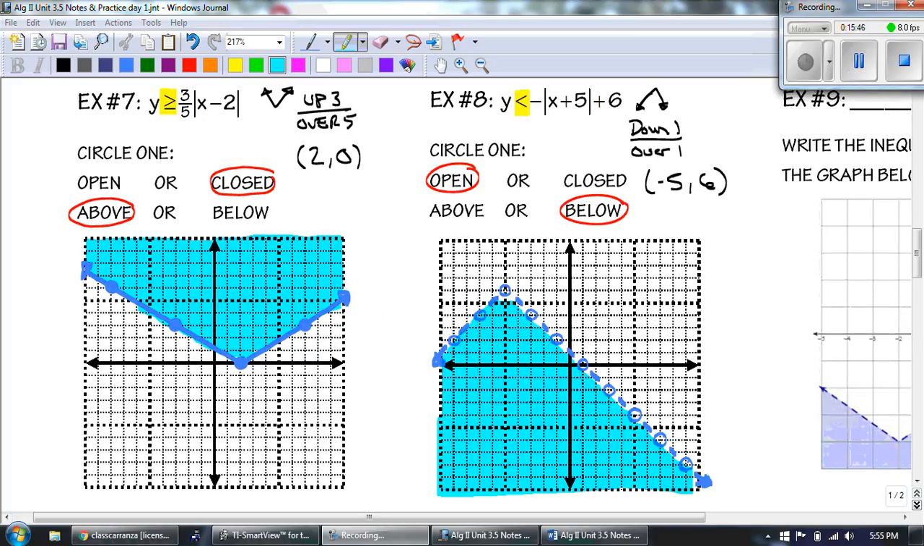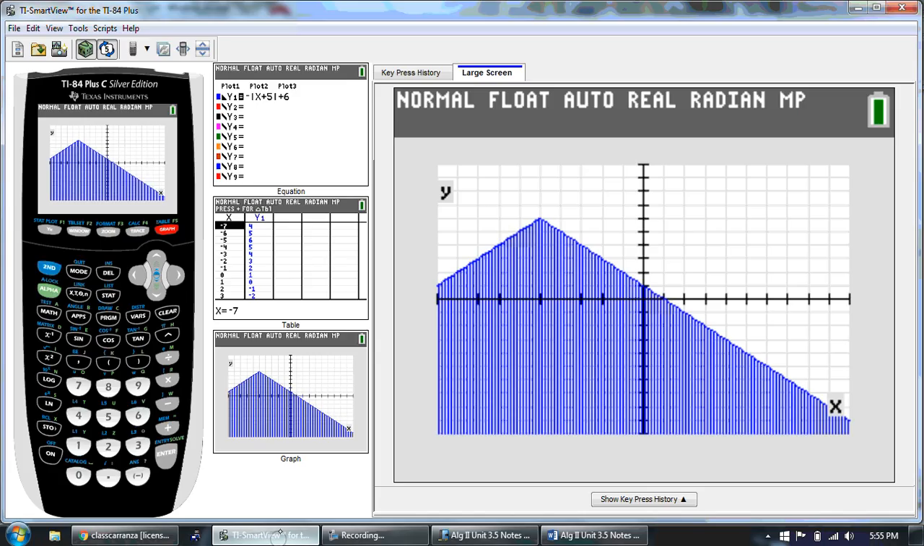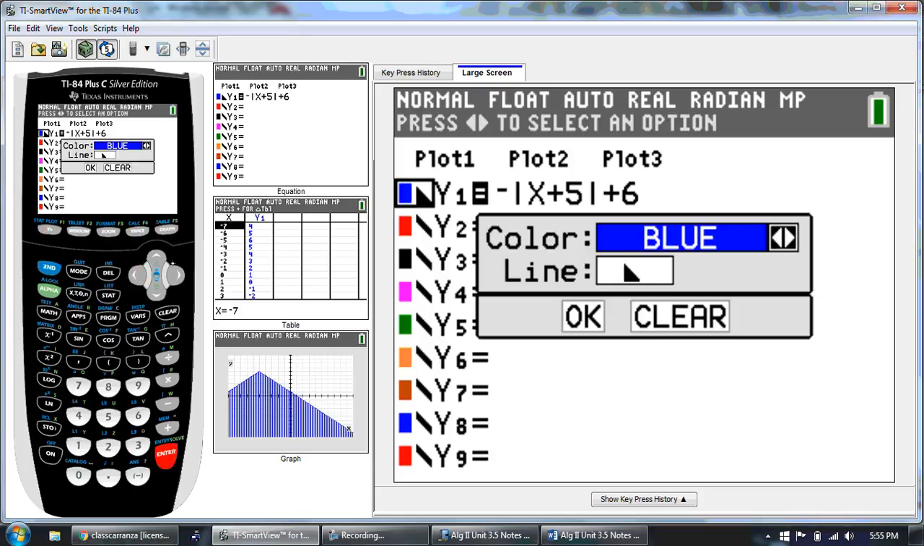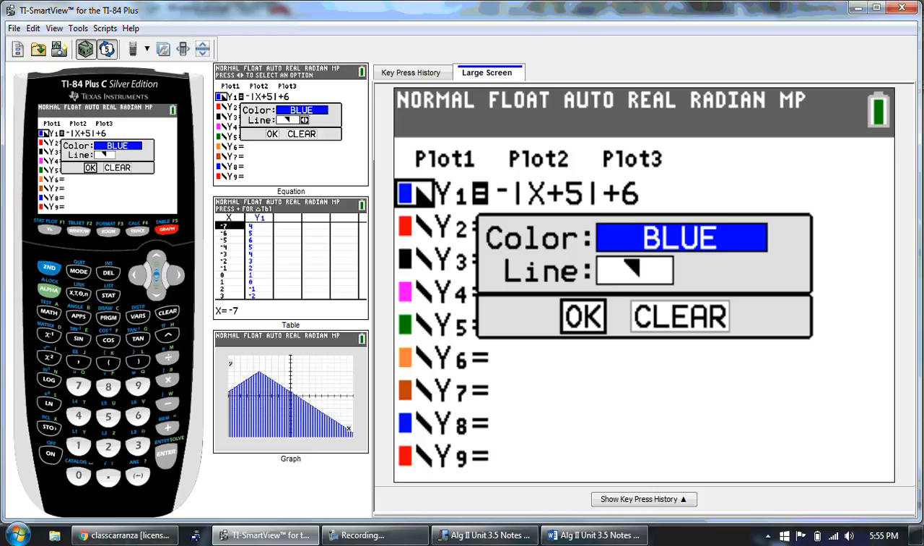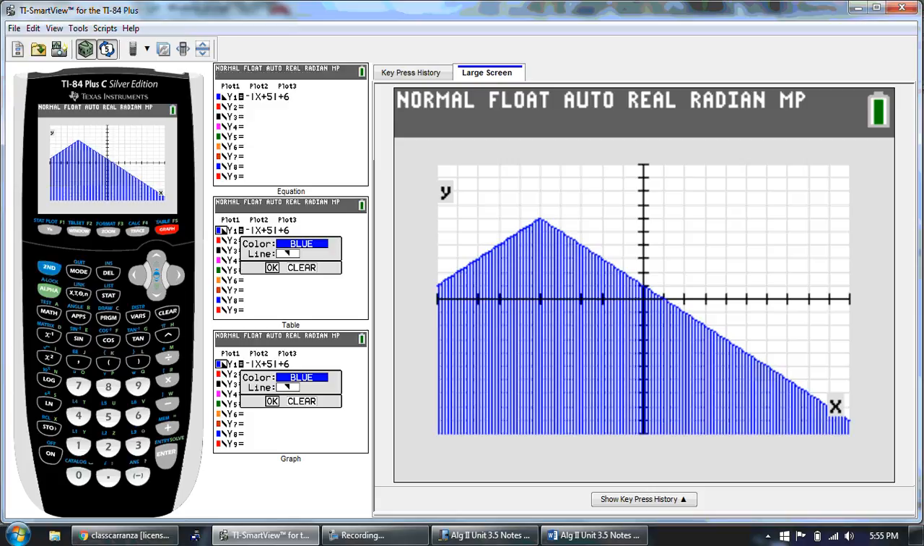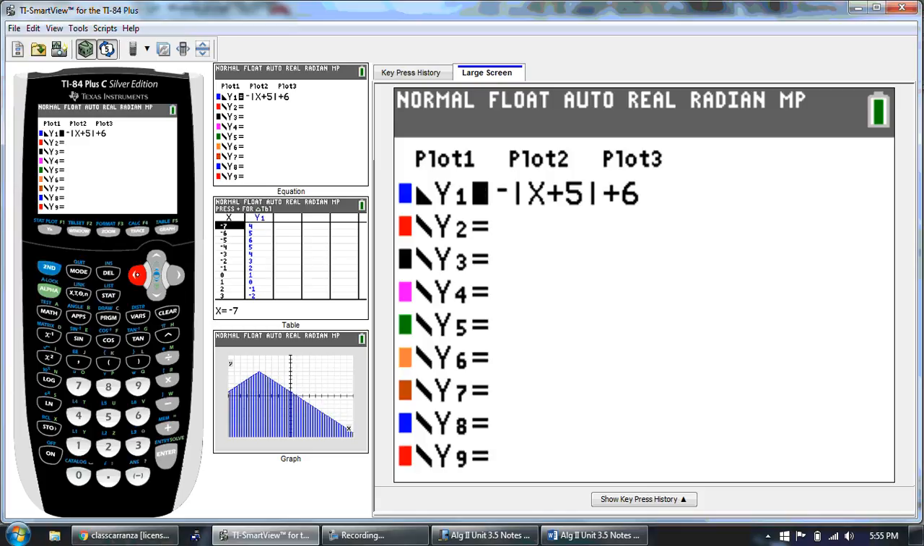Okay, and there you go. Down 1 over 1, starting at -5, 6. We're open, and I'm shading below. Now, if you're curious once again, just plug it into your graphing calculator, okay? Just remember the difference between when it is below or if it's going to be above, okay? And you can just tell real quickly as I'm doing this real fast. Is it going to switch this or no? Oh, that's because I didn't hit OK.